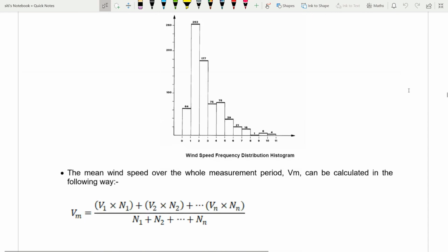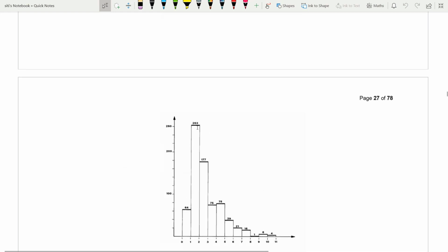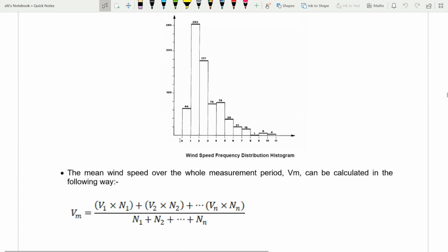So this is an example of a distribution histogram, like I said before. This is the wind range: 0 to 1 meter per second, 1 to 2 meters per second, 2 to 3 meters per second. This is the number of hours. For example, for wind speed between 0 to 1 meter per second, the number of hours is 64 hours. From wind speed 6 to 7 meters per second, the number of hours is 21 hours.